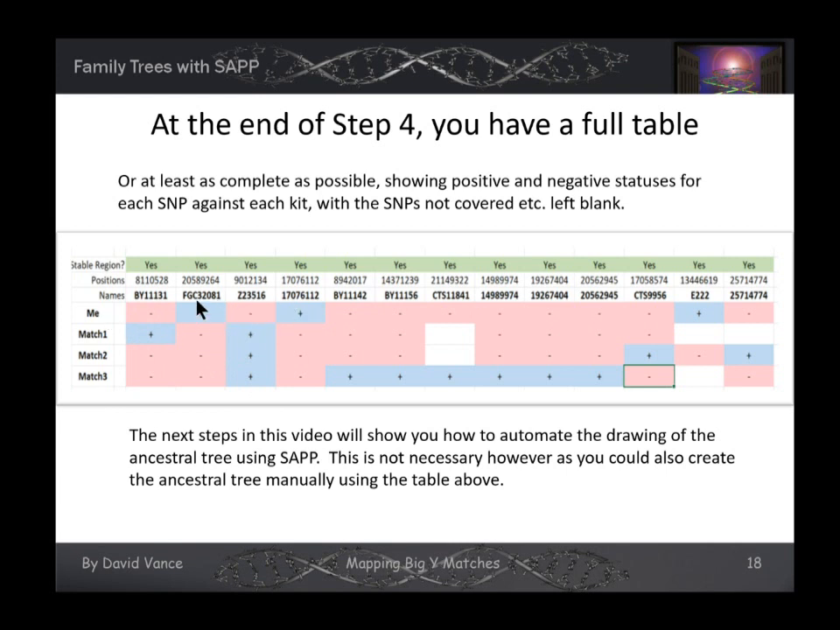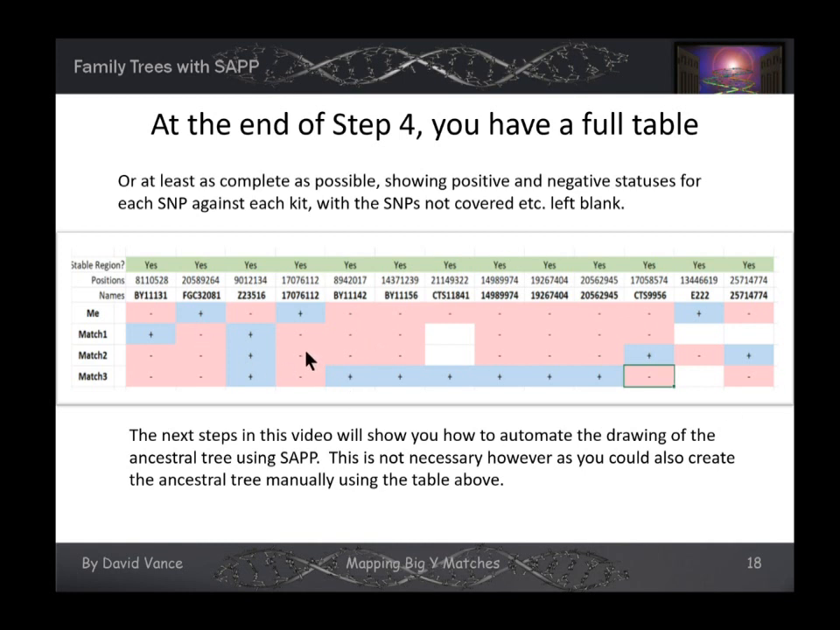I have these two SNPs as private on my line. Match 1 has that SNP on their own line as private. Match 3 has a whole slew of SNPs that are private on their line, and so on. So you don't need a tool to build the tree out of this data. You could do this by hand.